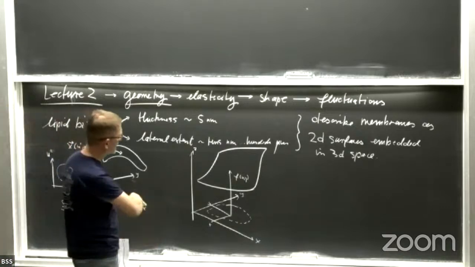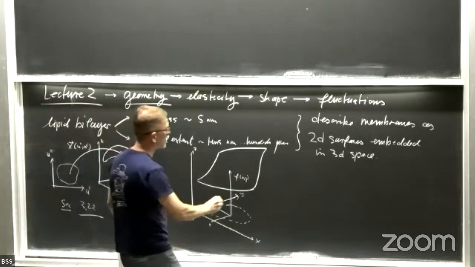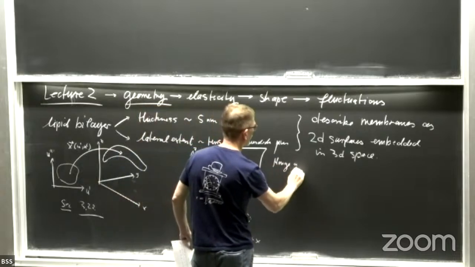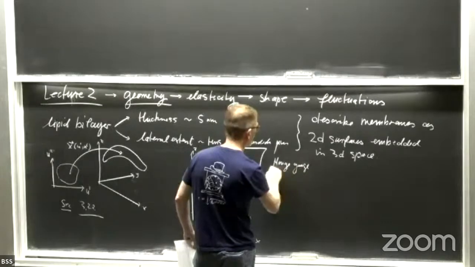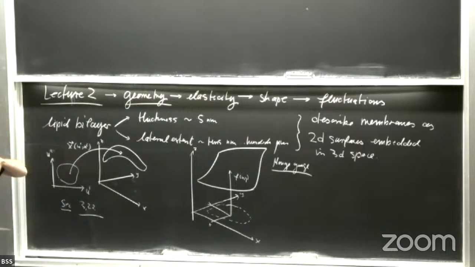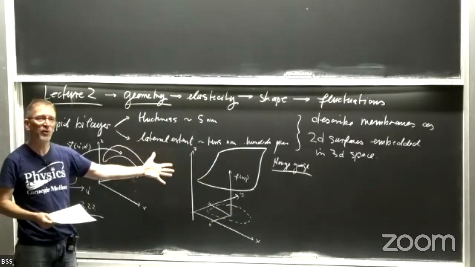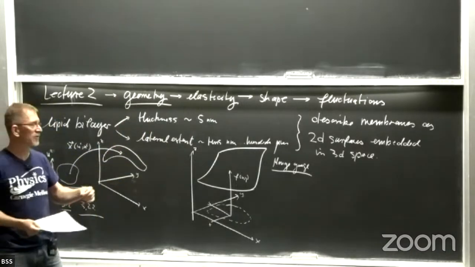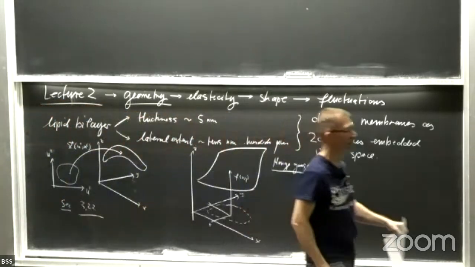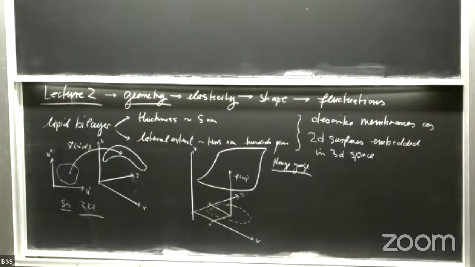This particular way of writing surfaces is called Monge gauge. And it has the redeeming factor of being very simple and very intuitive. It has the downside that there's lots of surfaces you cannot describe like that. If you think about this, I think I have actually an example here.